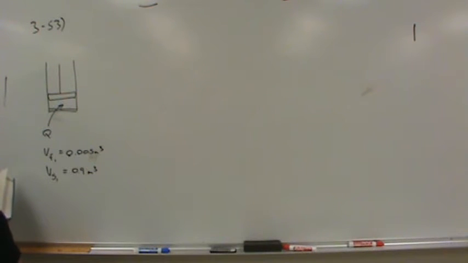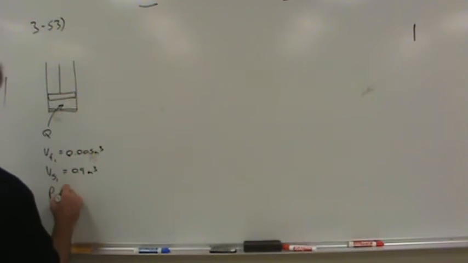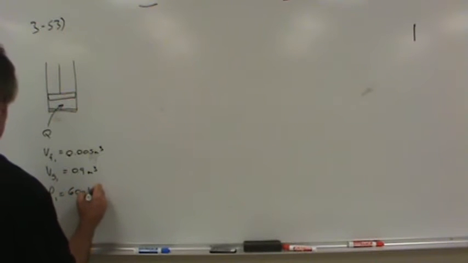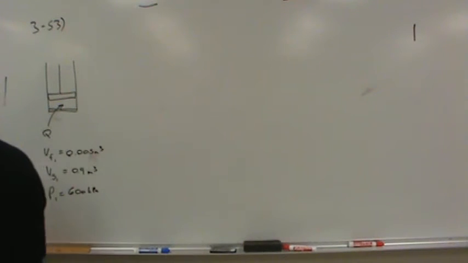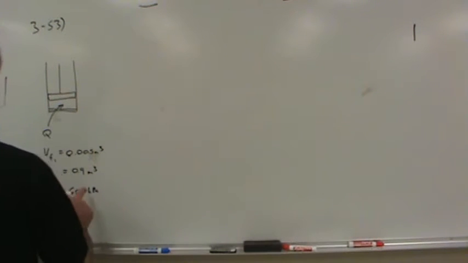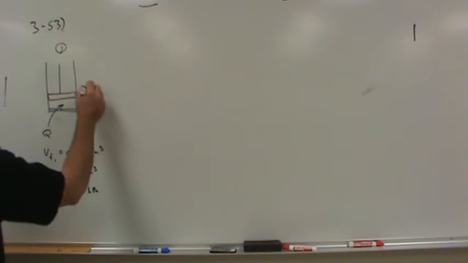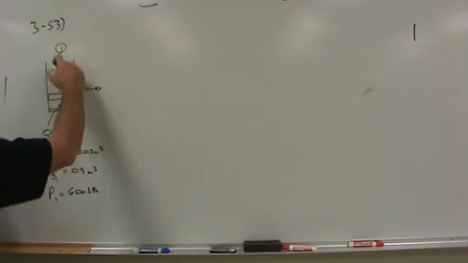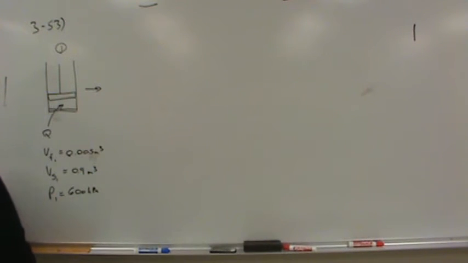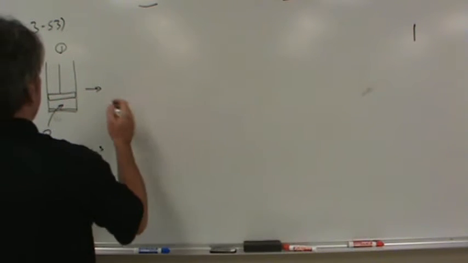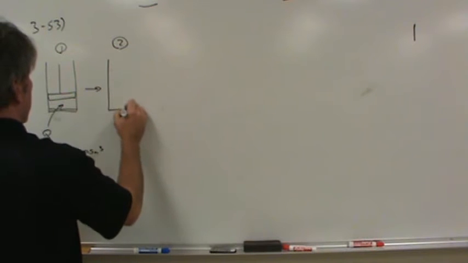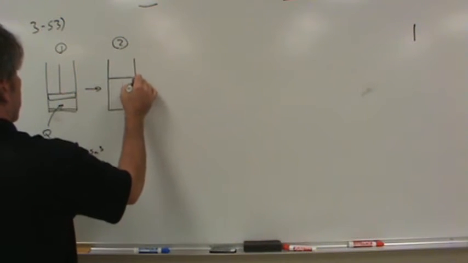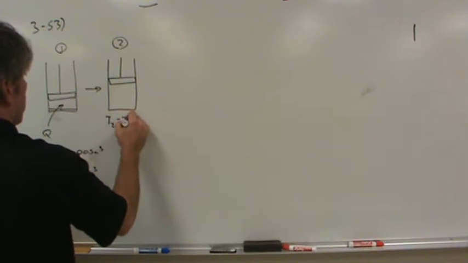The pressure is 600 kilopascals. But that pressure would remain constant. If this is state 1, the pressure is going to remain constant because this is a piston cylinder device. In fact, they even make it clear that heat is transferred at constant pressure until the temperature reaches 200 degrees Celsius. So eventually in state 2, we know that the temperature will be 200 degrees Celsius.